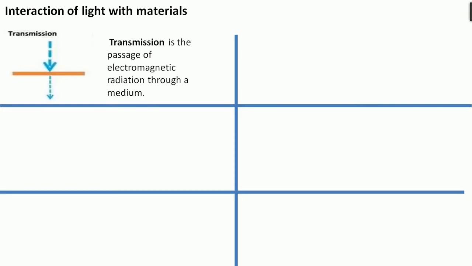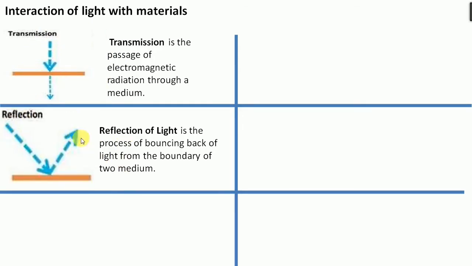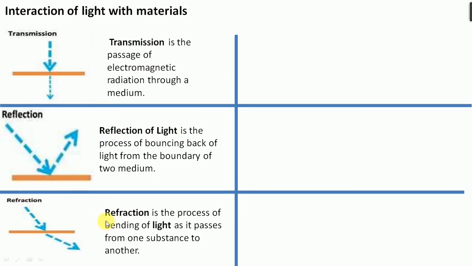Now let us find out how light interacts with materials. In some cases light passes through the material, and this process is called transmission. In some cases light gets reflected. When the object is opaque, the light cannot pass through it, so it gets reflected, and this process is called reflection. In some cases light passes from one substance to another, but it bends when going from one medium to another, and this process of bending is called refraction of light.